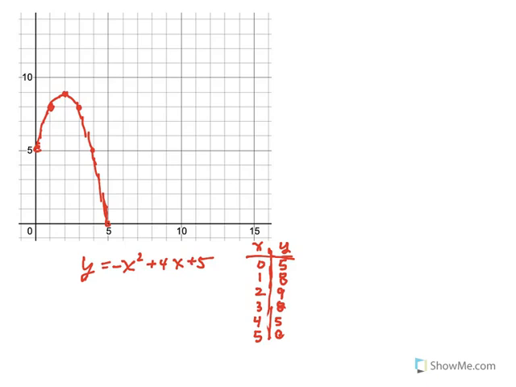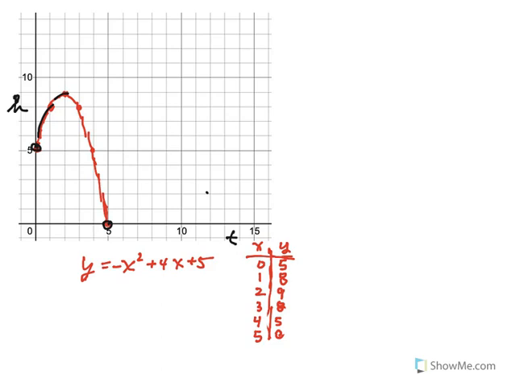Here's another situation. This might be the path of a ball that's thrown up in the air. So this is time and this is height. It starts 5 feet in the air, goes up to 9 feet, and comes back down to the ground.